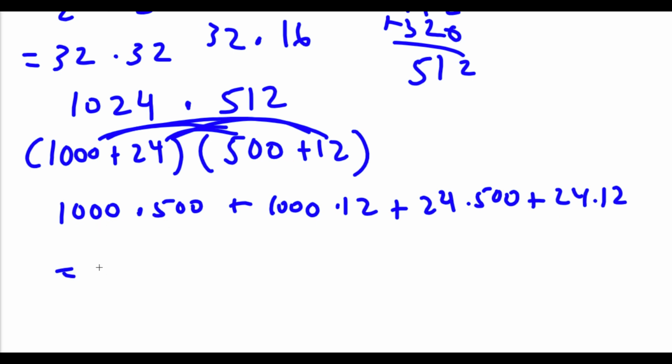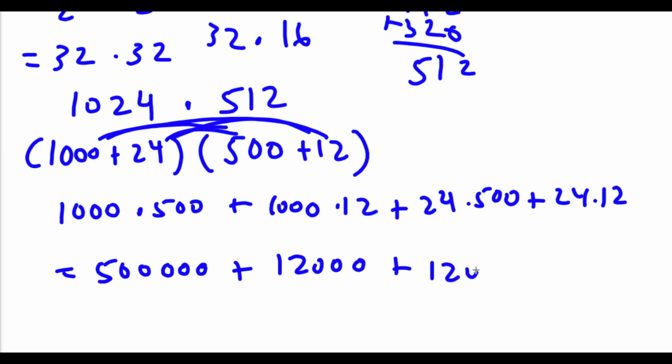Now 1000 times 500 is simply 500,000, plus 1000 times 12 is 12,000, plus 24 times 500. Well, 24 times 5 is 120, so then you just add the two zeros. And finally, plus 24 times 12. Actually, I'm going to do it here so you guys can see.